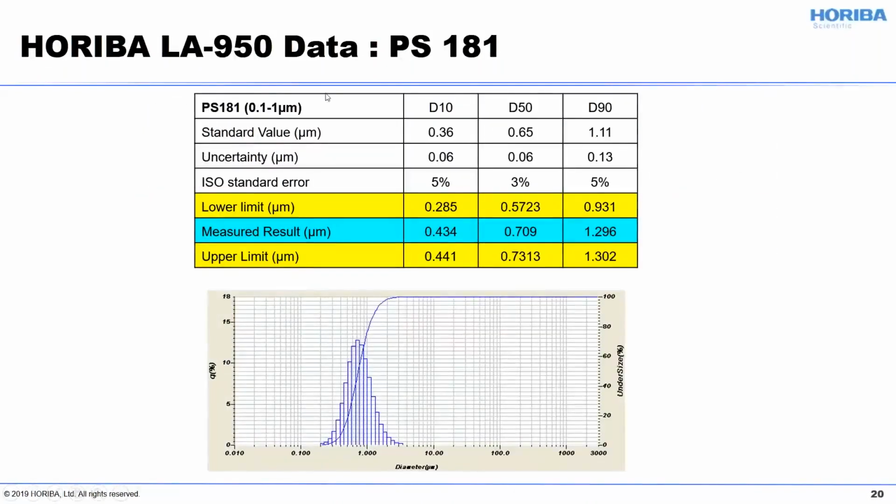PS 181, 0.1 to 1 micron. This is where you're going to have to really watch your dispersion. You might consider adding some surfactant as you disperse these beads. This is 0.4 microns at D10 up to 1.1 micron at D90. And the measured results 0.28 to 0.44. So we're a little on the high side, but we're still well within spec. 0.65, this is where we expect it. And D90, again, pretty close to where we expect it.